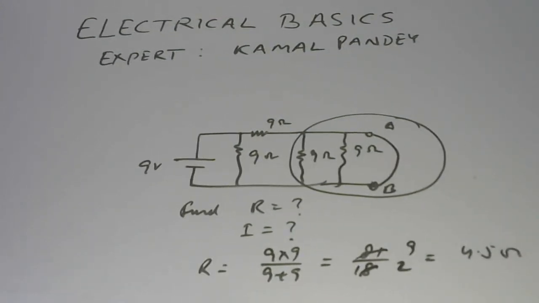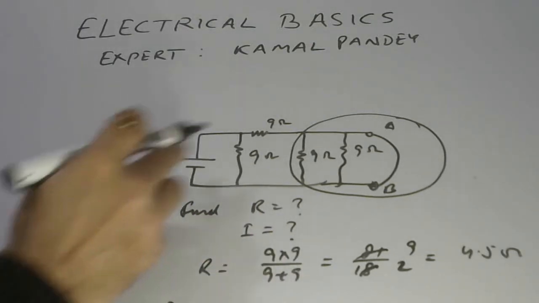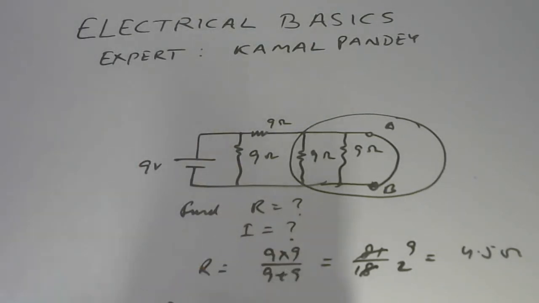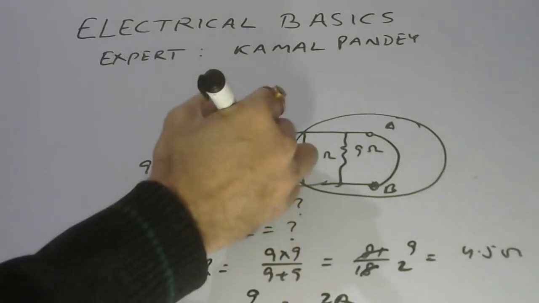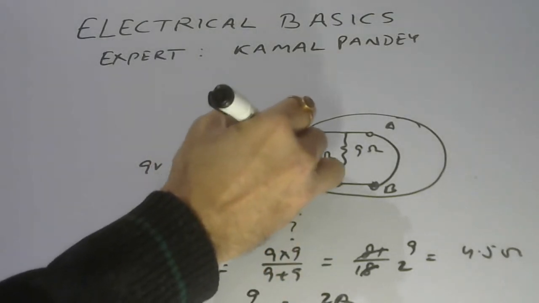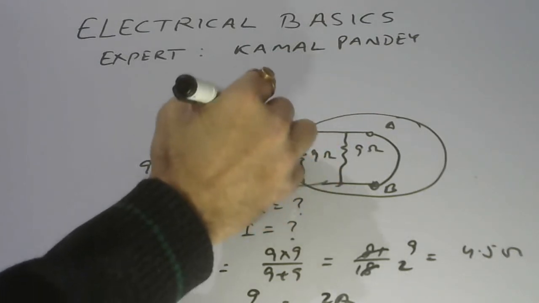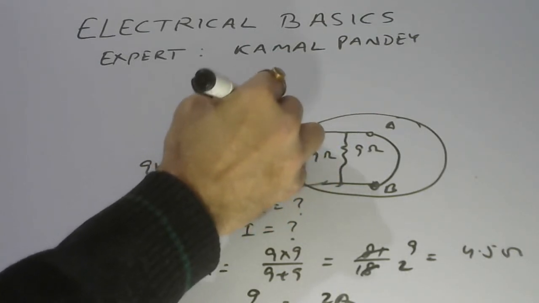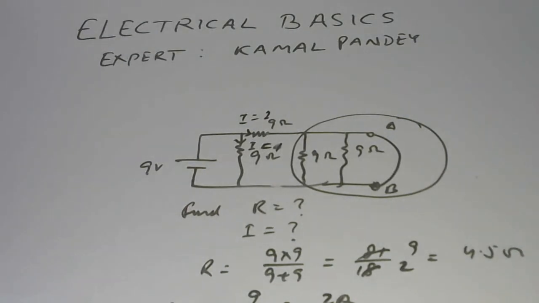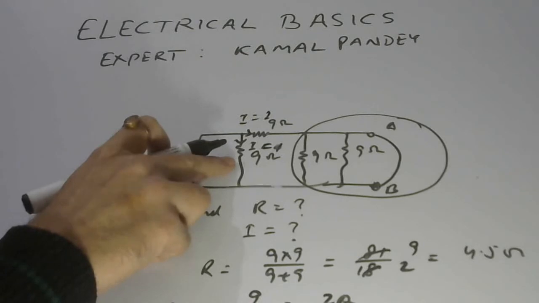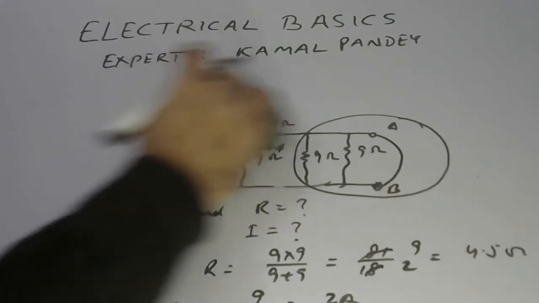Now the current I we can calculate. Since they are connected in parallel, 1 ampere and 1 ampere will flow. Or we can calculate the current: total circuit current becomes 9 by 4.5. This is 2 ampere current. Here 1 ampere current will flow, 1 ampere, and here is also 1 ampere. Total circuit current becomes 2 ampere, but in this branch 1 ampere and in this branch 1 ampere.